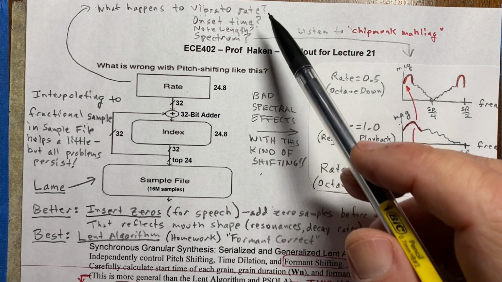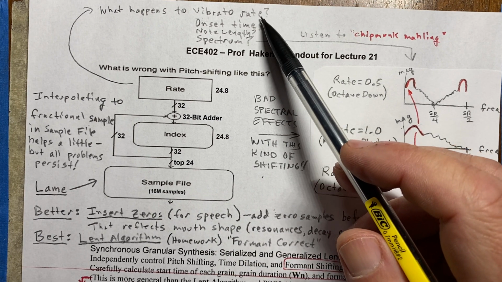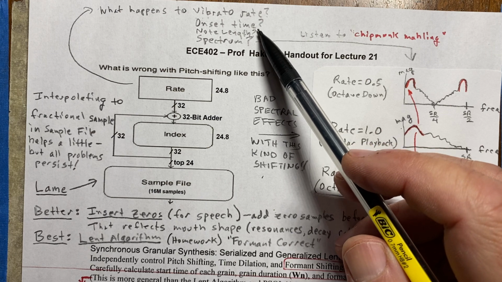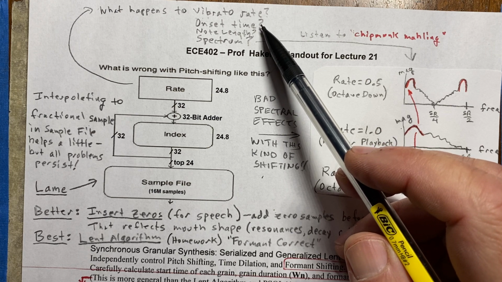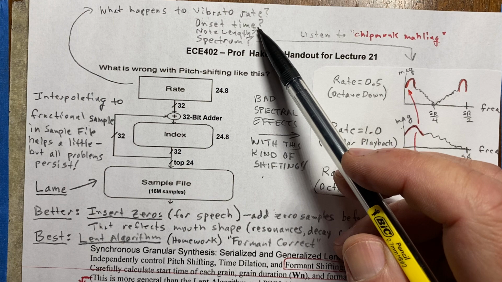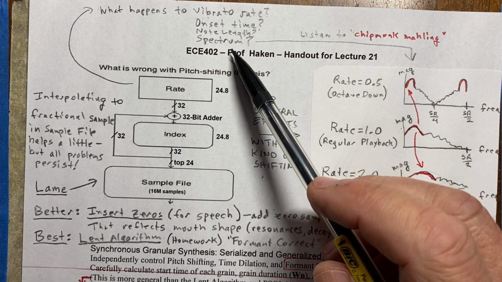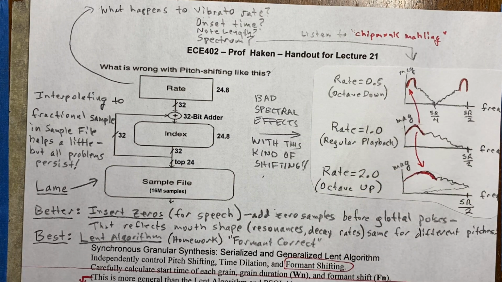You still have your vibrato rate speeds up or slows down depending on if you're pitching up or down. Your onset time decreases when you shift up or increases when you go down. Your note lengths change with the pitch shift. And your spectrum, you still get this chipmunk effect.